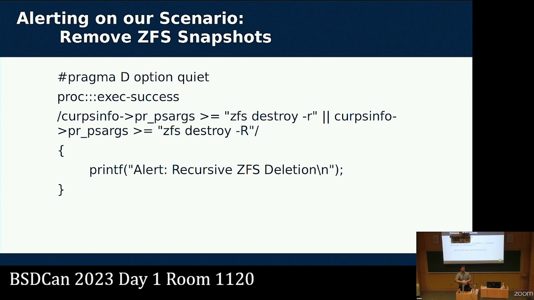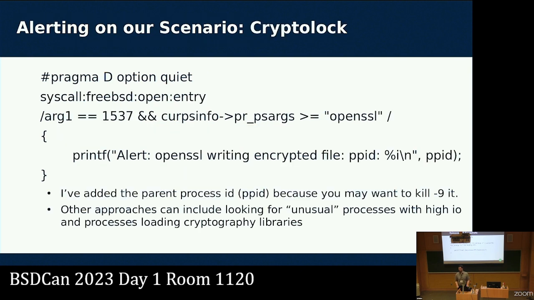Okay. And ZFS snapshots, again, this is the same kind of thing. If there's a recursive ZFS destroy invocation on the system, then print an alert. And maybe you want to expand the coverage to cover all deletion, but if you're running something like Zrepl, or if you've got some sort of snapshot management program in place, that's going to trigger a lot of alerts. So maybe you don't want to do that, but any sort of recursive option, probably not a bad idea.